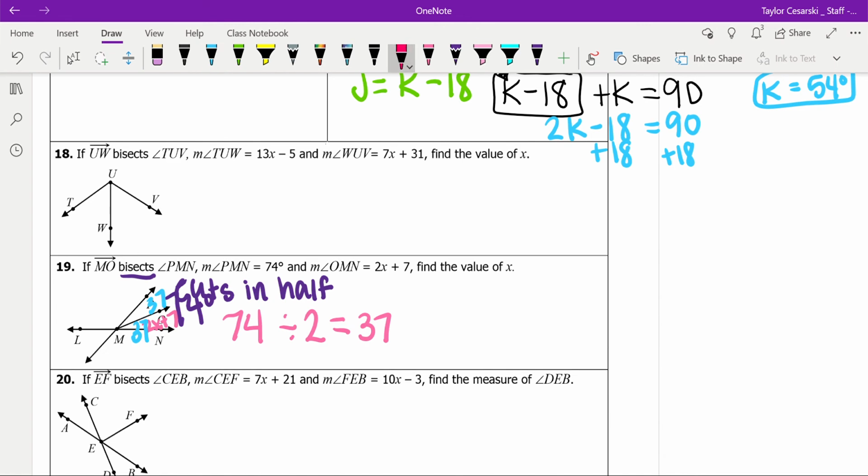So then how do I set up my equation? 2x plus 7 equals 37. Minus 7, and x equals 15.